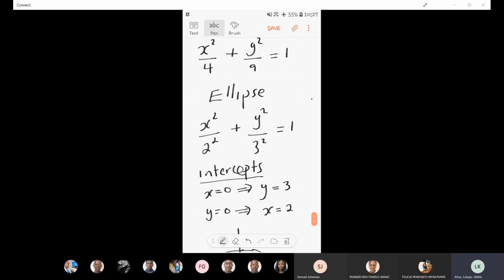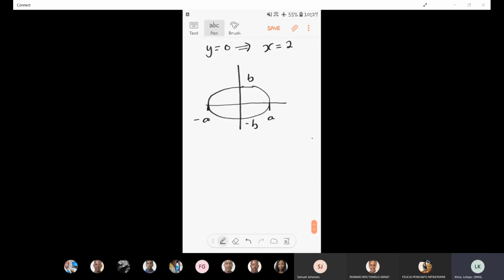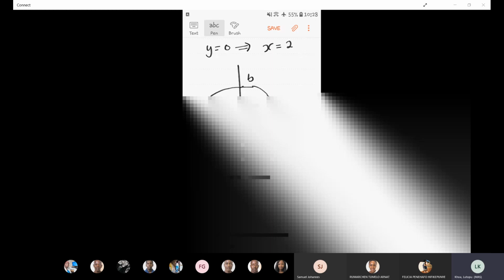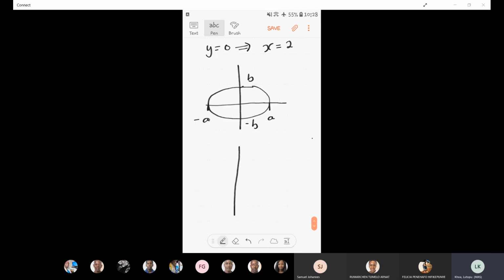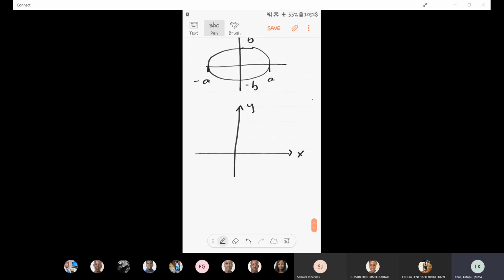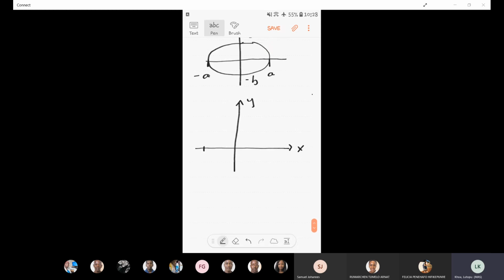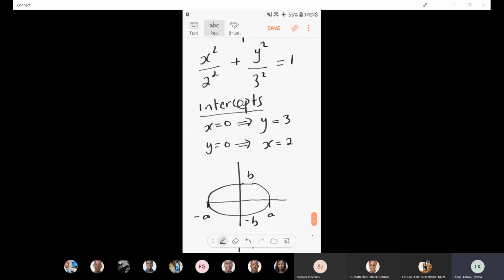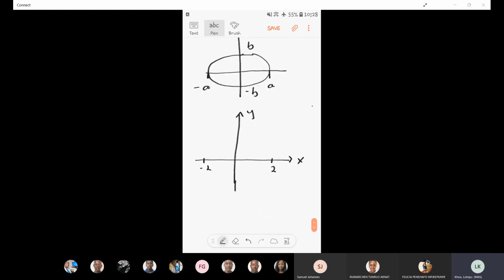But this time I want only the positive part because of the square root again. So I will do everything in the same way. That will be x, and that will be y. So minus a, so I go back to my equation over here, a is 2. So here I have minus 2, and there I have 2. And then my b is 3, so I have minus 3 here, which I'm not going to use, and then I have 3 over there.